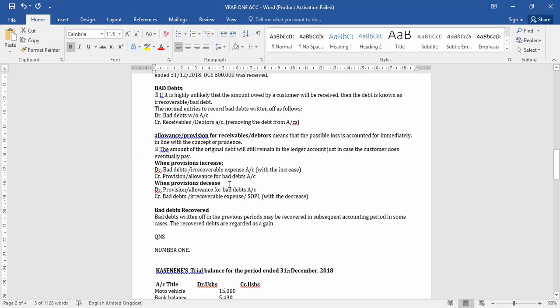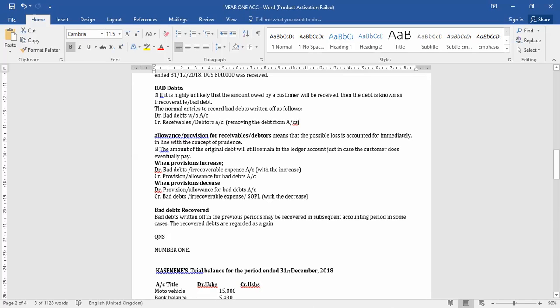That's why it has to be added within the income statement under other incomes, and you add it in gross incomes. The journal entries will be debit provision or allowance for bad debts account, then you credit the bad debts or irrecoverable, just in case you are journalizing. With the decrease, you just get the difference.